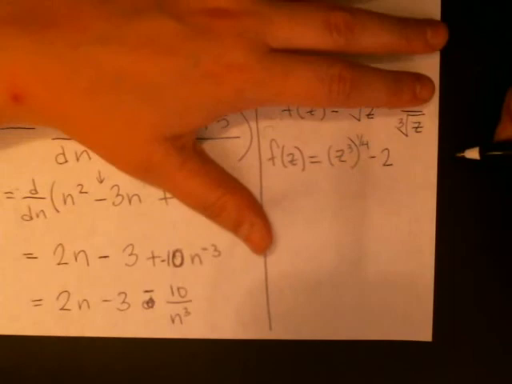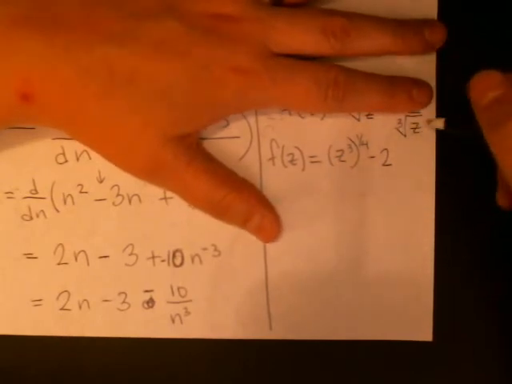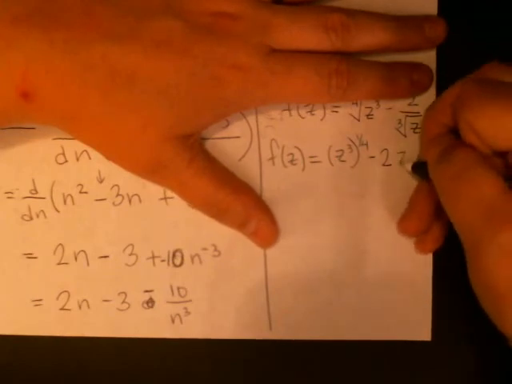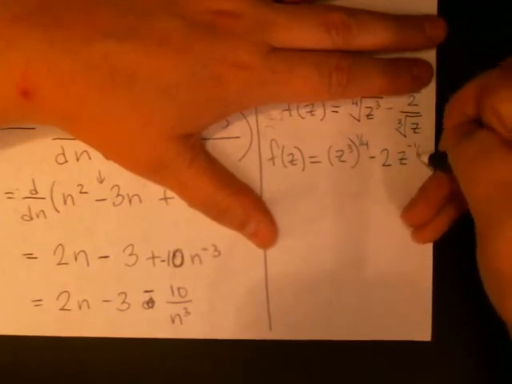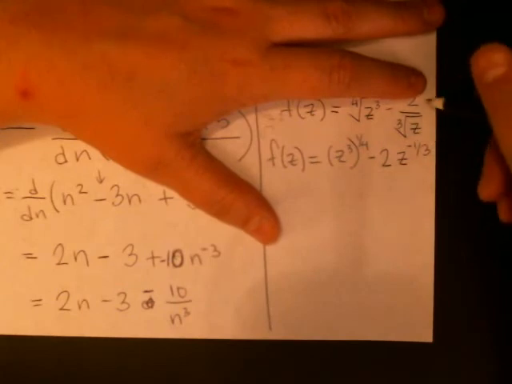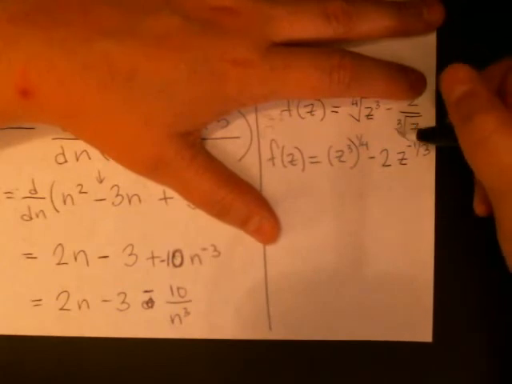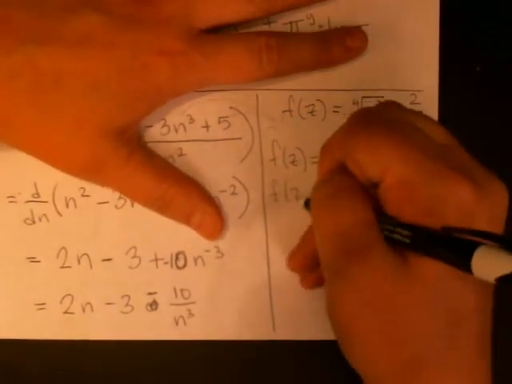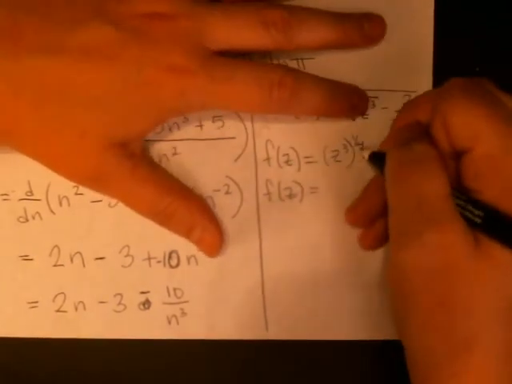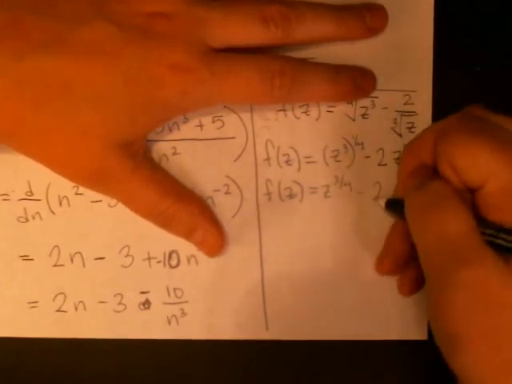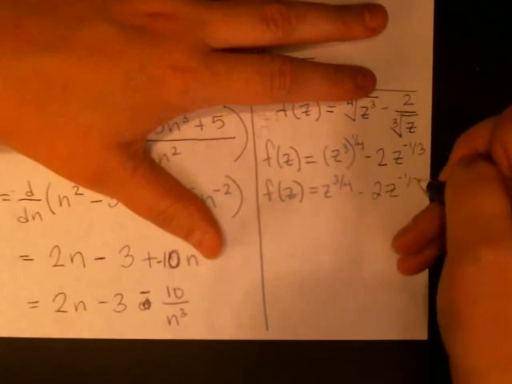And then a cube root is the same as a 1/3 power. Because this is in the bottom of the fraction, I'm going to rewrite even a little bit more and say, okay, well, that's the same as 2 multiplied by z to the negative 1/3. So the negative would put it in the bottom, and the 1/3 makes it a cube root. And then I'm even going to do one more step. Here we can multiply those exponents. So we have z to the 3/4 minus 2z to the negative 1/3.